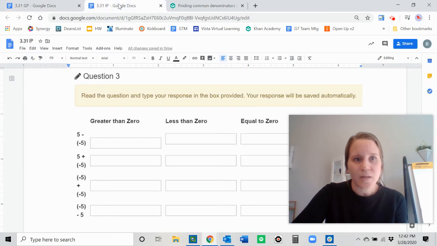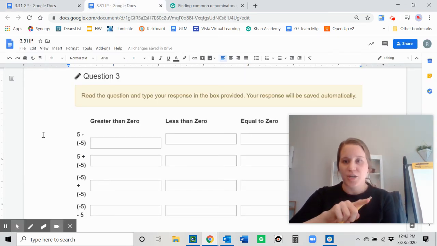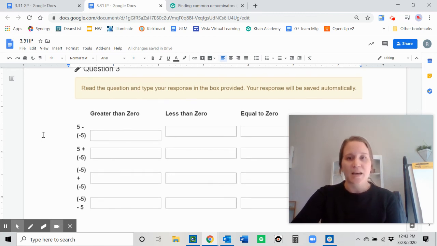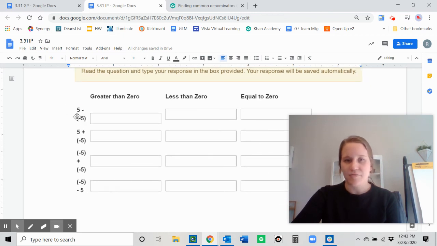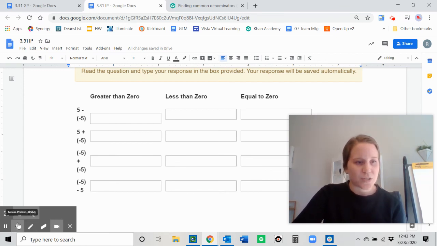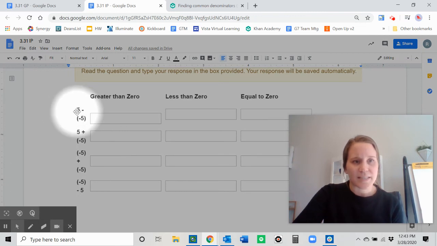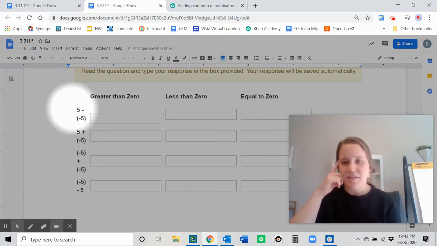The second thing that I wanted to do is a preview of your independent practice. In your independent practice, question 3, the formatting is a little bit funky, so I just wanted to preview it and show you what you're supposed to be doing. For question 3, there is an expression on the left and then 3 boxes. 1 box for greater than 0, 1 for less than 0, and 1 for equal to 0. What you're supposed to do here, which I think is a little bit unclear, is you are supposed to look at this expression and figure out, is the value of that expression greater than 0, less than 0, or equal to 0.